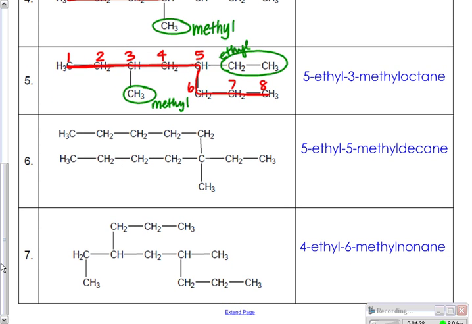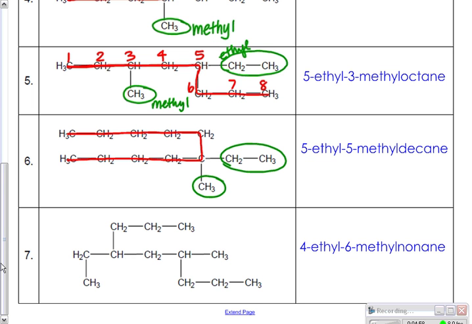On number 6, the longest chain is a 10-carbon chain. If you count carefully, that's the longest one you can make without picking up your pen. So you have 1, 2, 3, 4, 5, 6, 7, 8, 9, 10 in the chain. And you have quite a few substituents. Well, excuse me, it just looks like you have 2 again.